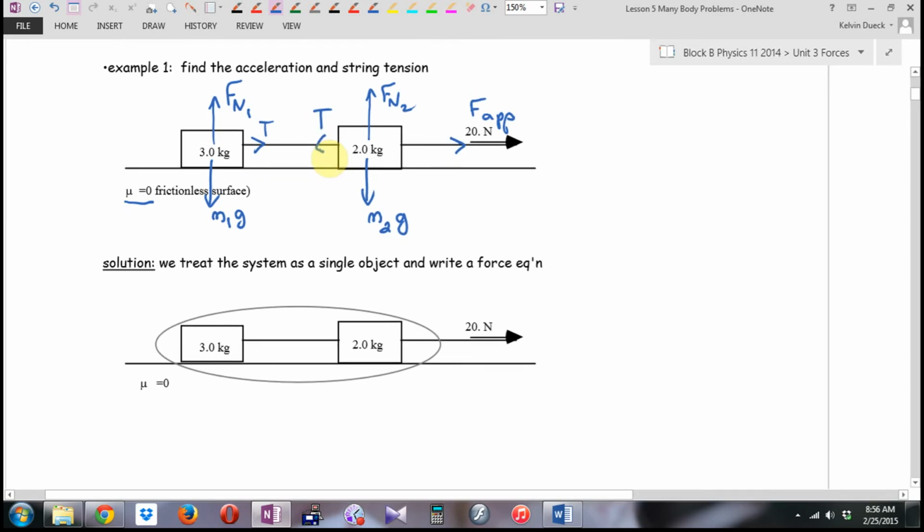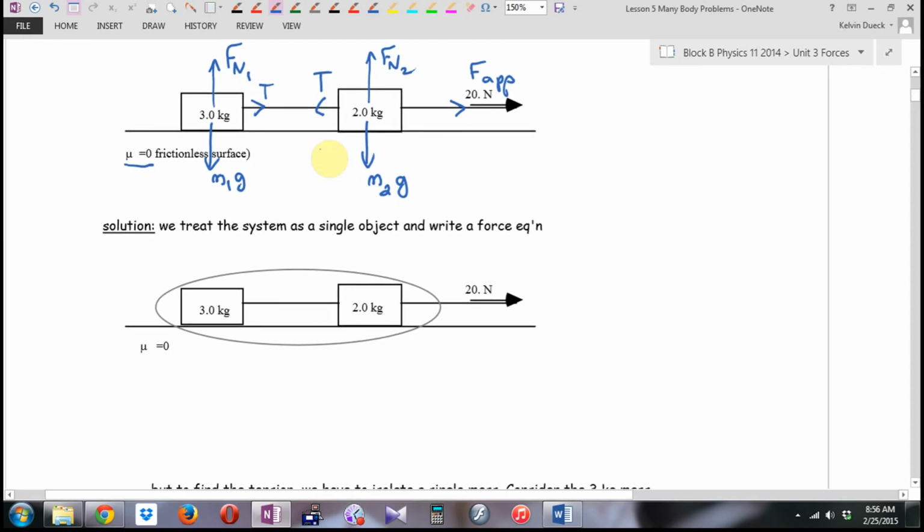You ready? So I'm going to walk down. Vertically everything's balanced. But horizontally, I'm going to walk along the string. Who's winning?